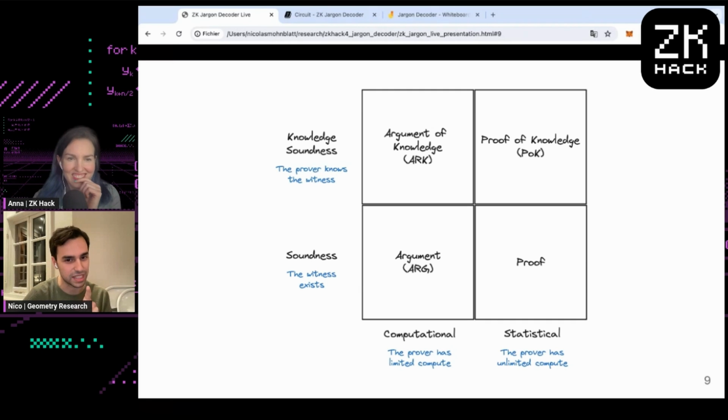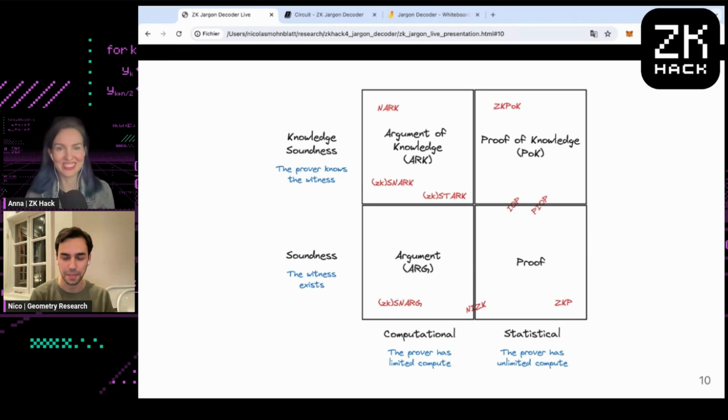But the reason I drew this is because there's a bunch of other acronyms that we usually find, and I wanted to place them on this map. So hopefully people will recognize some of these, like ZKP. It's a zero knowledge proof, so I have that in the proof box, but it's not a proof of knowledge. For that we have a ZKPOK. And the SNARG, I remember that term from the first ZK Hack, where Alessandro was using it. And I remember being like, why don't you just say SNARK? It's because it's a slightly different concept. They prove different things.